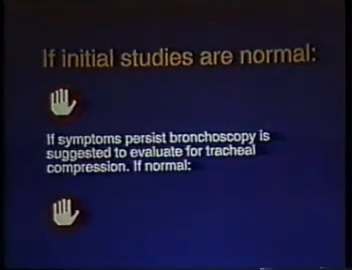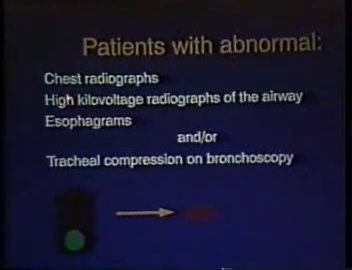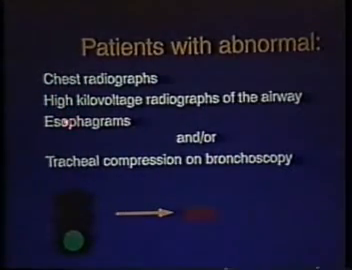Now, for patients with abnormal chest radiographs, airway films, esophagrams, and/or tracheal compression on bronchoscopy, you as the gatekeeper can now move to MRI. I believe that in 1992 MRI is the procedure of choice for the definitive evaluation of vascular rings. I think it replaces angiography, replaces digital subtraction studies, and I believe, as I hope to show you, can even replace ultrafast CT.